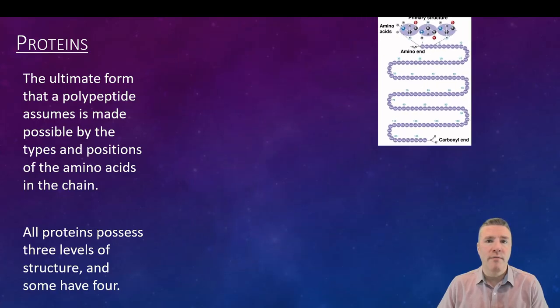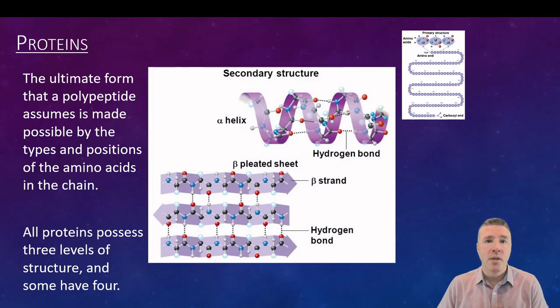Secondary structure involves the formation of hydrogen bonds between different regions of the backbone of the polypeptide chain. These hydrogen bonds can cause some regions of the polypeptide to form a corkscrew-like shape called an alpha helix, while other regions form zigzag structures called beta-pleated sheets. Depending on the length of the polypeptide, there could be numerous alpha helices and beta-pleated sheets that form.